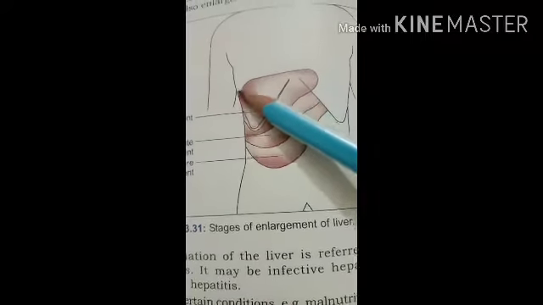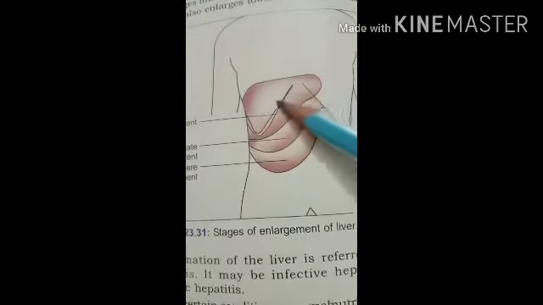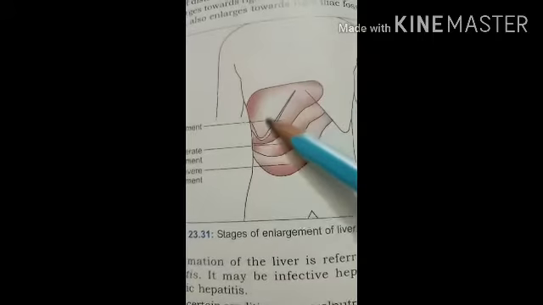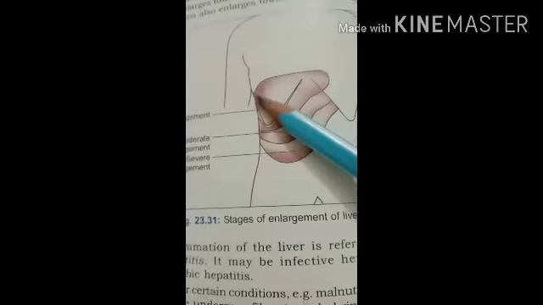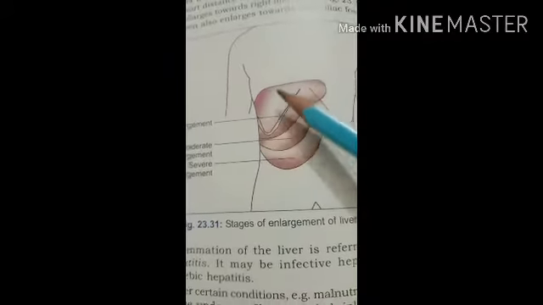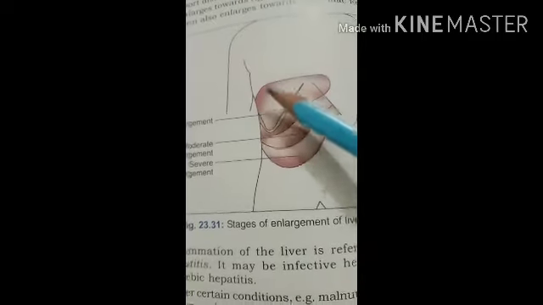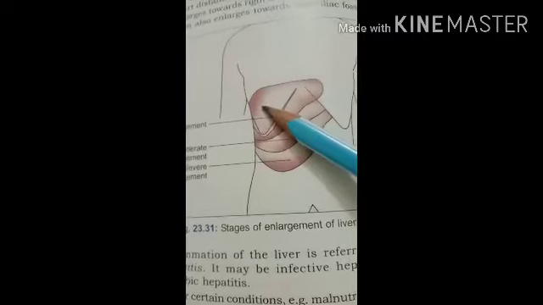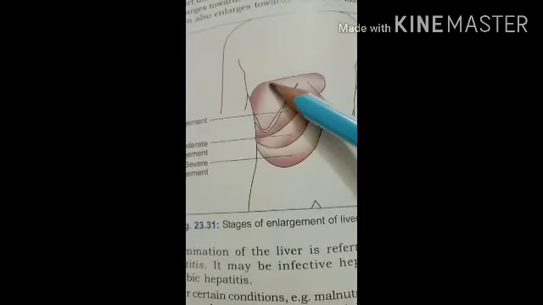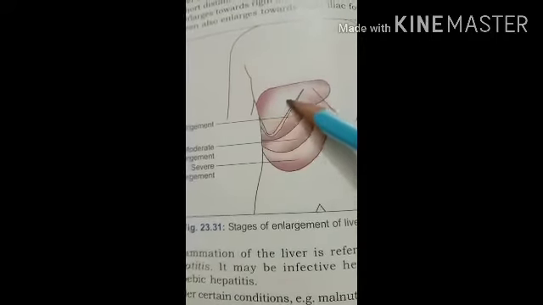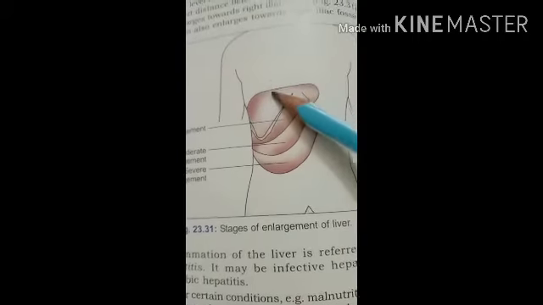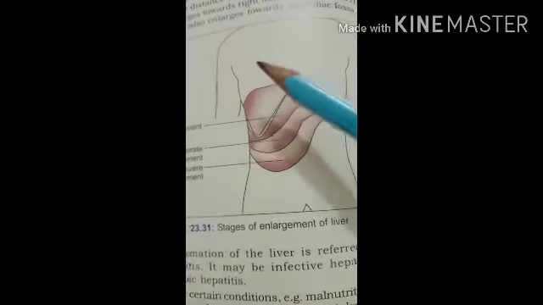So in this disease, the size of the liver decreases, that means shrinkage of the liver occurs, and it can also occur due to more consumption of alcohol. In this condition, the hepatocytes die, and because of that the size of the liver shrinks. So this clinical condition is called liver cirrhosis.